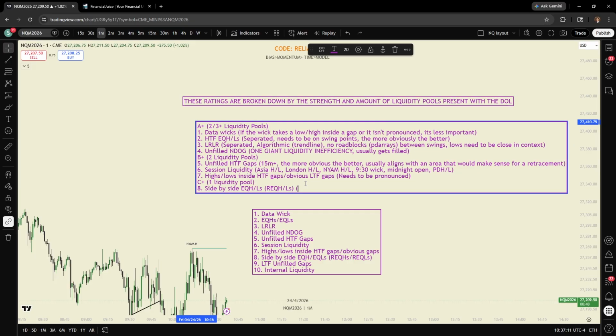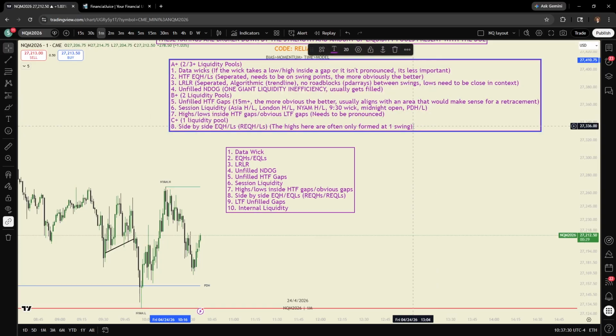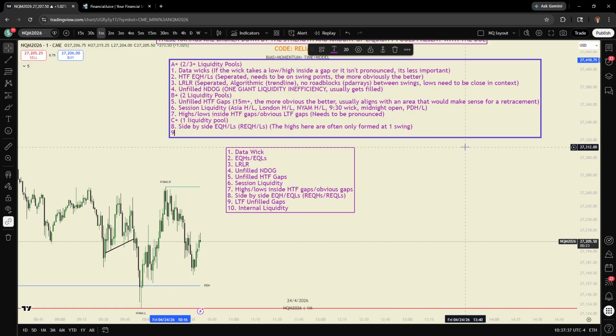It's only one swing, exactly. The highs here are often only formed at one swing. So often what this means is, in order for these side-by-side equal highs, or the relative equal lows or relative equal highs, to become important, we need to see another liquidity or draw on liquidity in that same spot, right? So that's why, to me, side-by-side aren't as important.